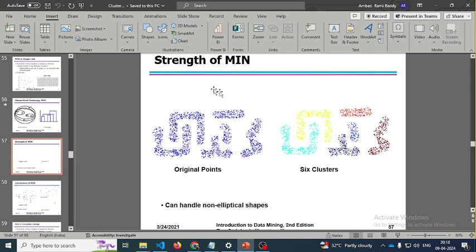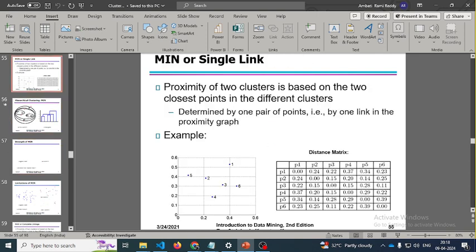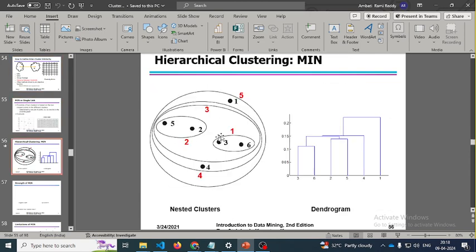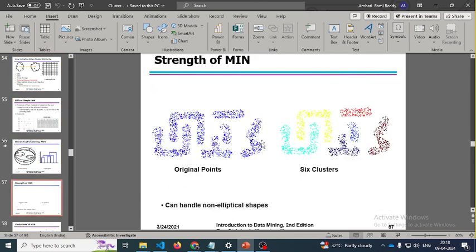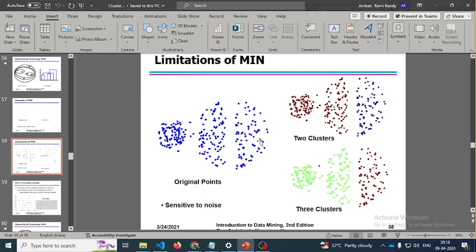So this is one thing. If you are going for hierarchical clustering with similarity based on minimum, what is the limitation? So these are your original data points. What is the limitation if you are going for minimum similarity, or minimum proximity, or minimum distance matrix? For example, these are 2 clusters. You see here, these are 3 clusters.